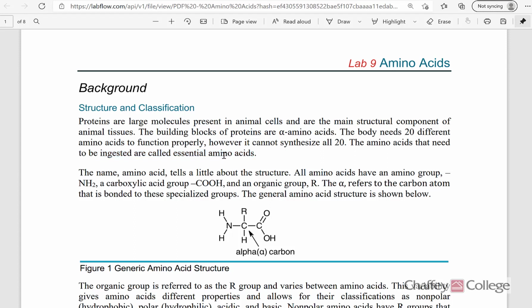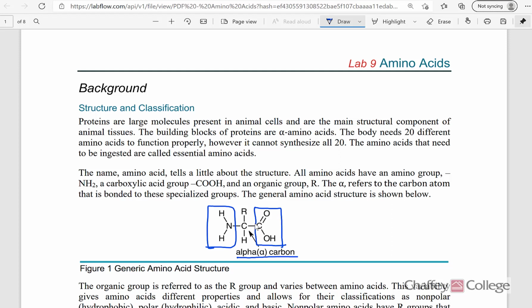Now these compounds are called amino acids because they contain an amine group, which is the NH2 group. As we can see, this group is the amine group, and they also contain a carboxylic acid group. Hence these compounds are known as amino acids. Both the amine group and carboxylic acid group are connected to a carbon atom, and this carbon atom is known as the alpha carbon atom.